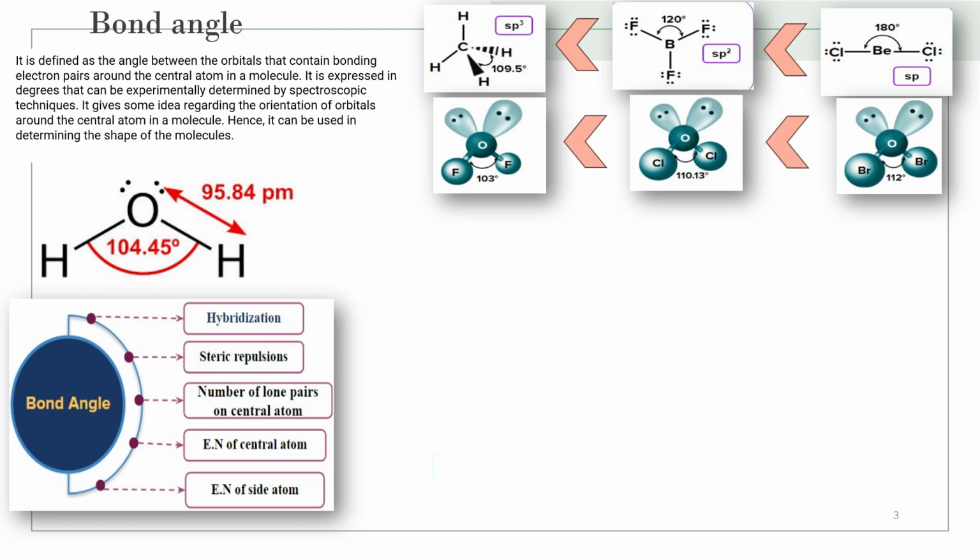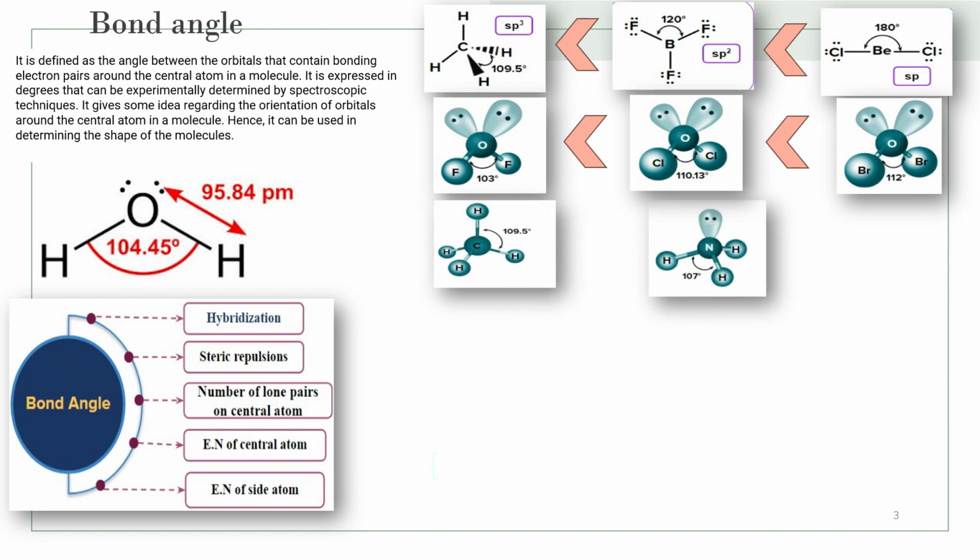And next one is number of lone pairs on central atom. If the number of lone pairs on the central atom increases, the bond angle decreases. So these molecules show the same hybridization, that is sp3 hybridization, but as the number of lone pairs increases on the central atom, the bond angle decreases. This is important, please remember that.